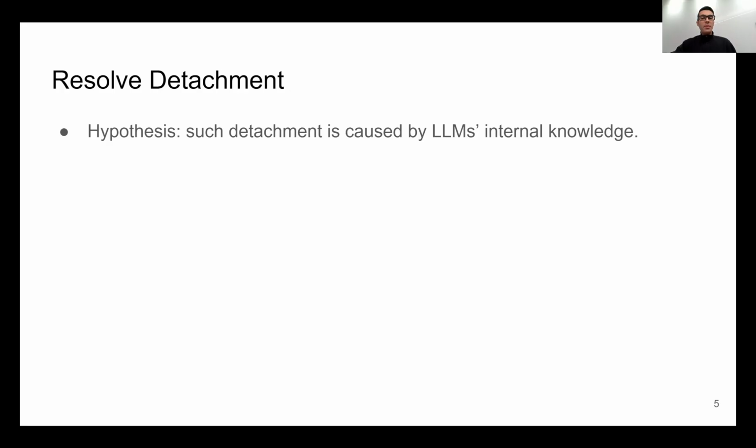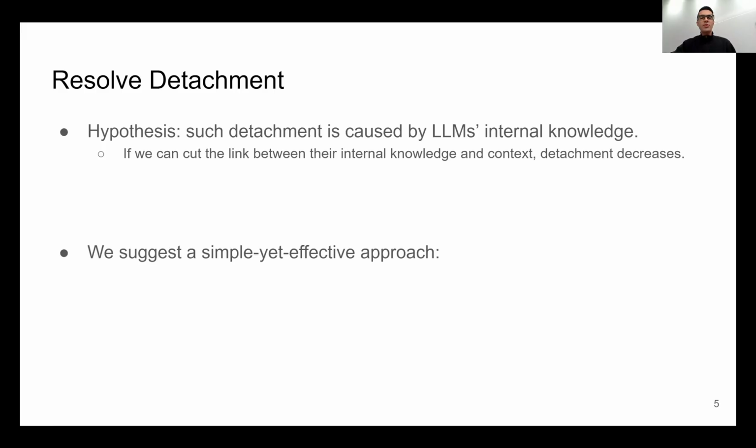Back to the detachment problem, we hypothesize that such detachment is caused by LLMs' internal knowledge. So, if we cut the link between internal knowledge and context, detachment should decrease. To address this problem, we propose a simple yet effective approach: anonymize entities in the whole context, including dialogue history and knowledge subgraph.